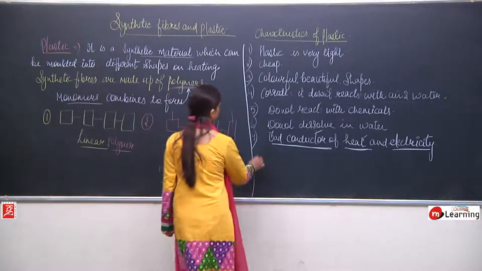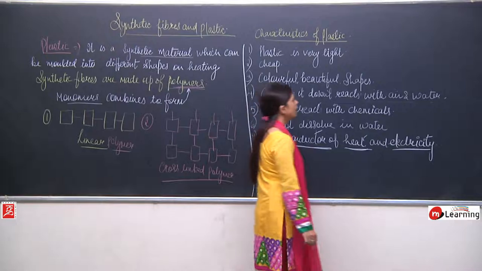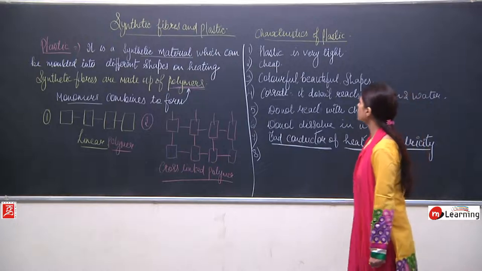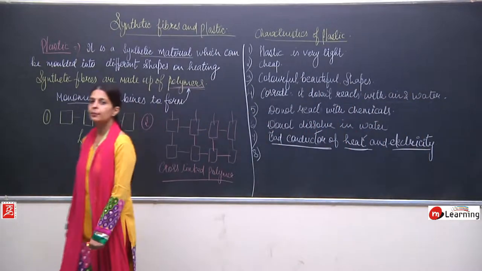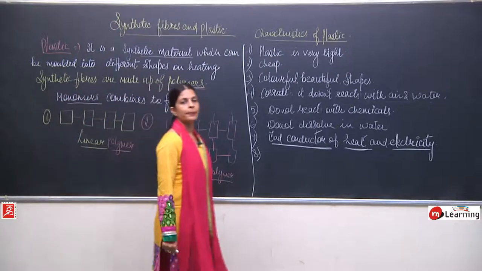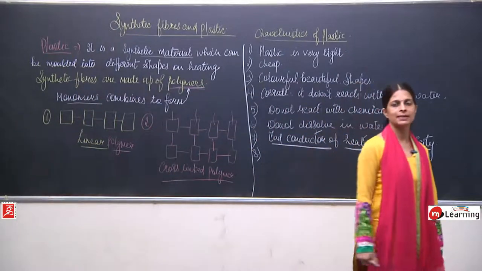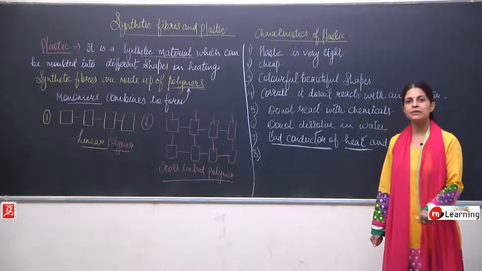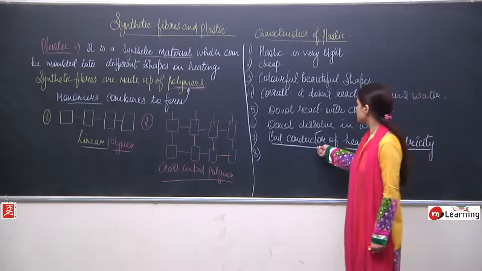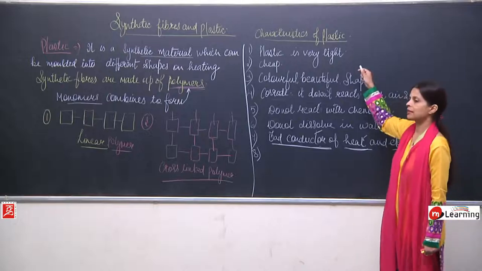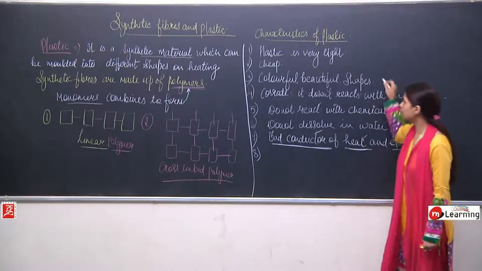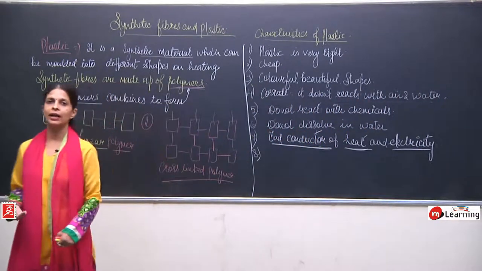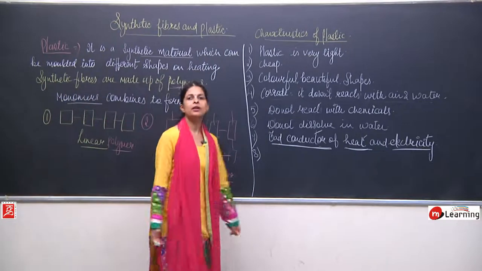Now, we all know that we are seeing so many characteristic features. And I told this thing before also, that the properties decide the uses. What is the property? This is a property of plastic, that it is a bad conductor of electricity and a bad conductor of heat. Now, the properties will decide the uses. As plastic shows all these characteristics, that is the reason for the uses which we have discussed, and that is the reason it is used in different places.